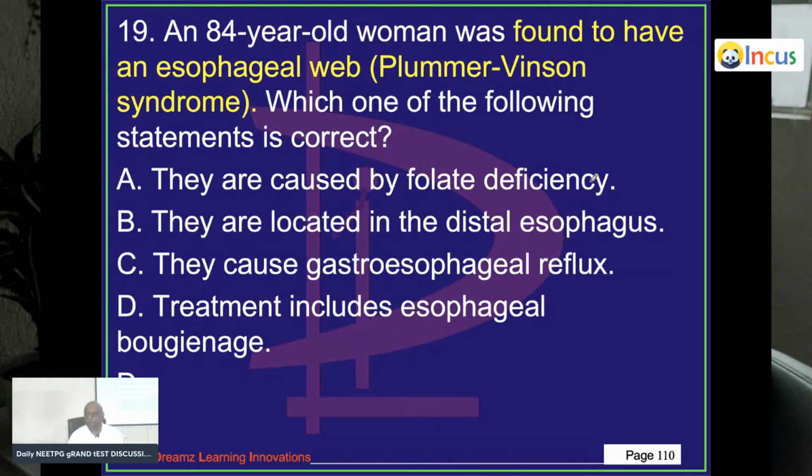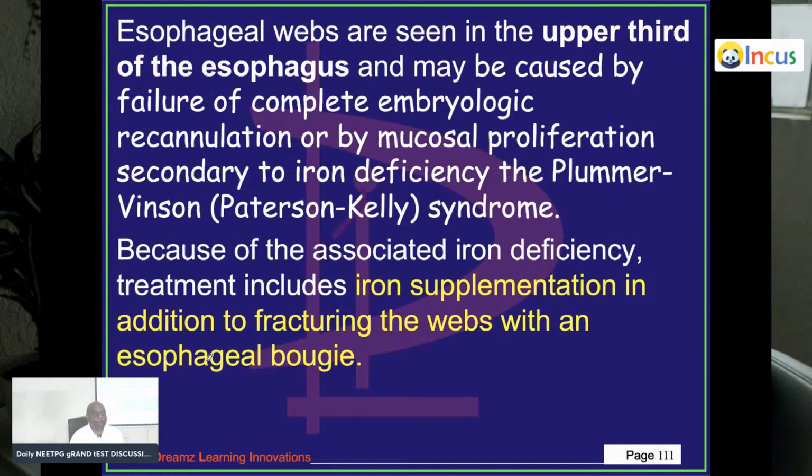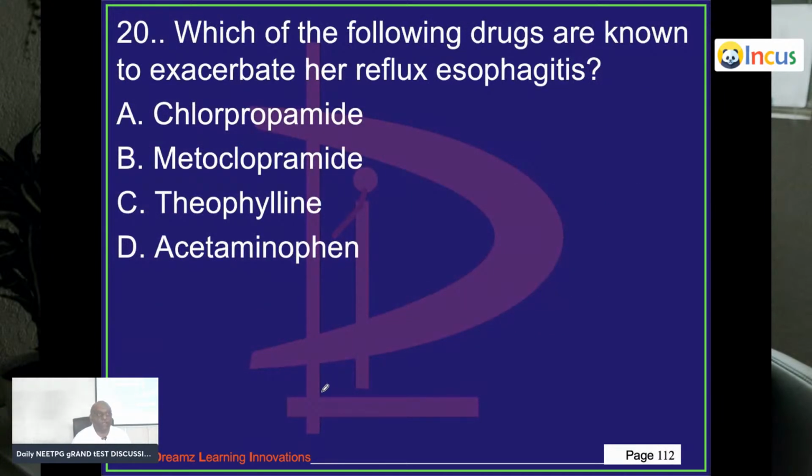85-year-old found to have esophageal web. So, esophageal bouginage is the one which is used. You mean to say it does not lead to obstruction? Before doing any invasive surgery, it's a gullet, so that is not acceptable, right? We'll try to be non-invasive as much as possible. Hence, we do the bouginage. Typically, where is the web located? In the upper third of the esophagus. And iron supplementation needs to be done in addition to fracturing the web with an esophageal bougie.